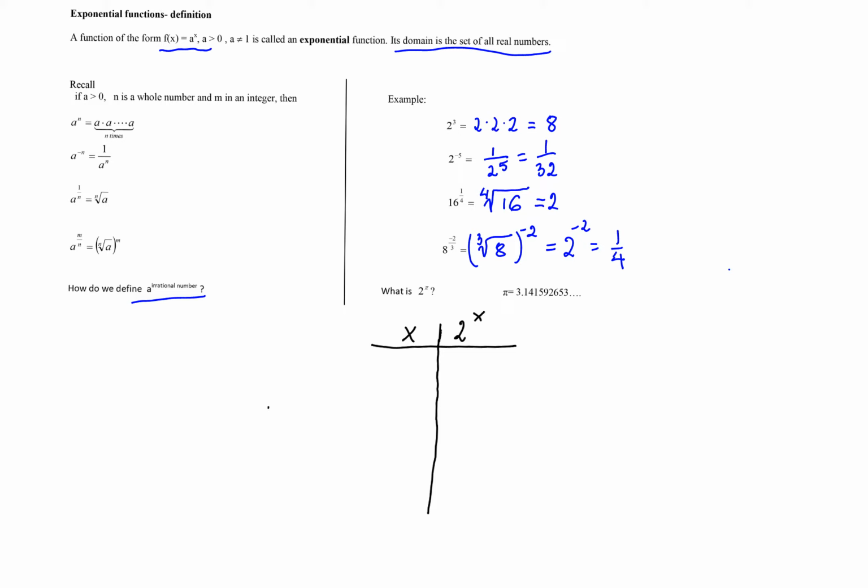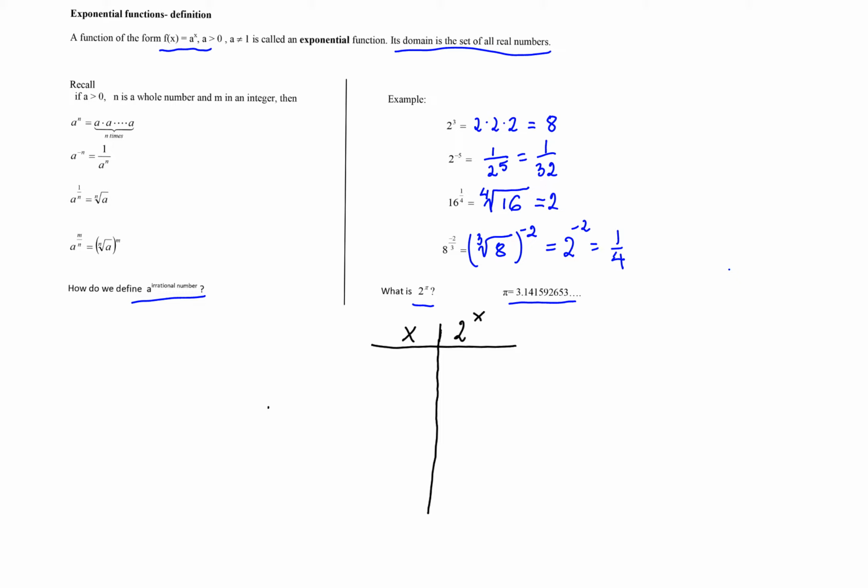So now let's address the question of raising number a to an irrational number. For example, how would we define 2 to the power pi? Now let's recall that pi is an irrational number that has an infinite decimal expansion, with a couple of numbers that we have written. That decimal expansion will never end and will never repeat. So how do we define 2 to the pi?